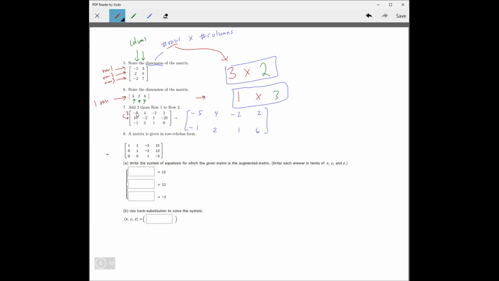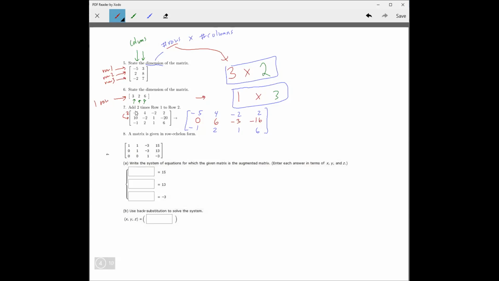Okay, so 2 times -5 is -10, plus 10 is 0. So this time you do have to put a 0, you can't just leave it blank. 2 times 4 is 8, minus 2 is 6. So you put a 6 there. 2 times -2 is -4, plus 3, plus 1 is -3. 2 times 2 is 4, minus 20 is -16. Okay, so this is the matrix that you should get when you do this.